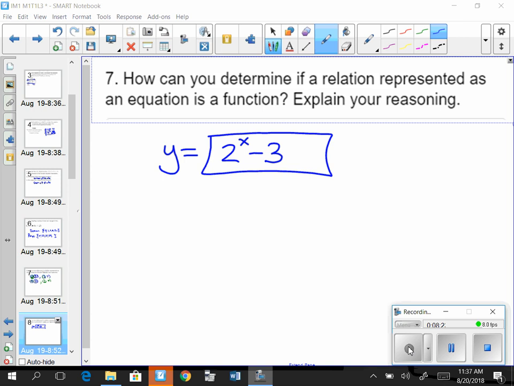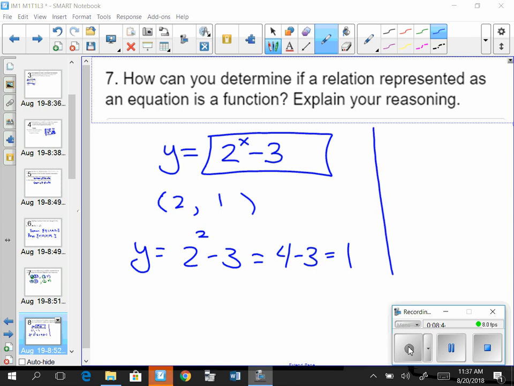For instance, in this one, if I chose x equals 2, I'd say y equals 2 squared minus 3, 4 minus 3 equals 1. There's no way I'm going to correctly plug 2 into that equation and get something else. It's not until later on in maybe a later IM class where we're going to actually see equations that are not functions. We'll talk more about that later.